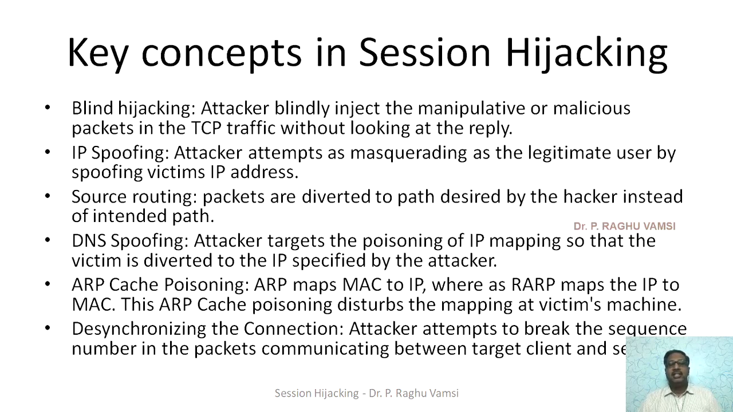Next one is DNS. DNS spoofing is the way of disturbing the IP mapping. DNS means domain name service. Here, the English names are mapped to IP addresses. Basically, the attacker targets the poisoning of the IP mapping so that the victim is diverted to the IP specified by the attacker. The victim will type something, but it will be redirected to the IP specified by the attacker.